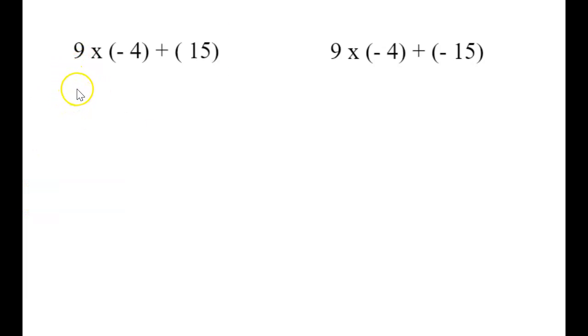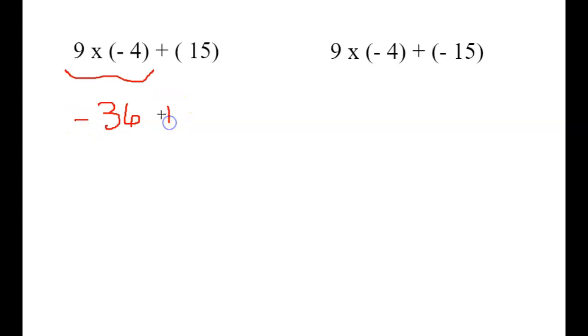So the first thing I want you to do is multiply 9 and negative 4. I always multiply the numbers first, so I know 9 times 4 is 36, and then I go back and decide, is it going to be positive or negative? I know when I multiply or divide that if both of the signs are the same, I get a positive. If the signs are different, I get a negative. In this case, the signs are different, so I get a negative.